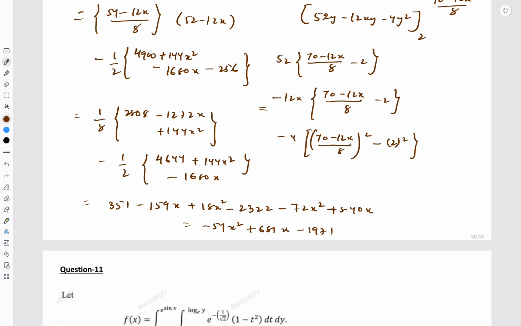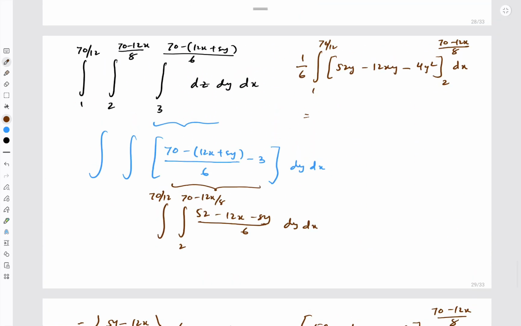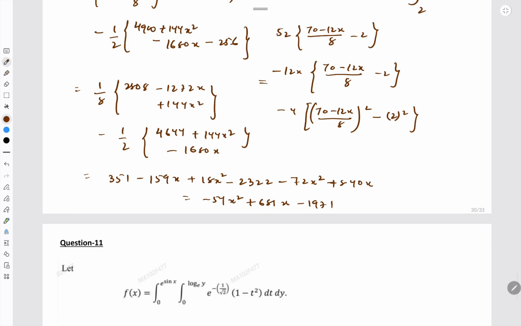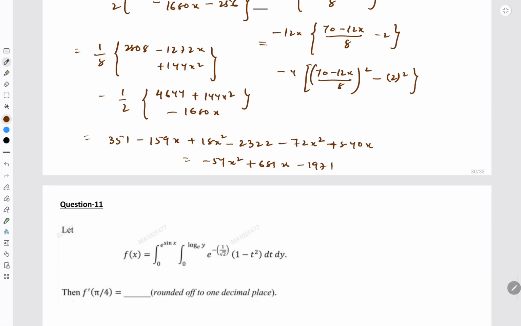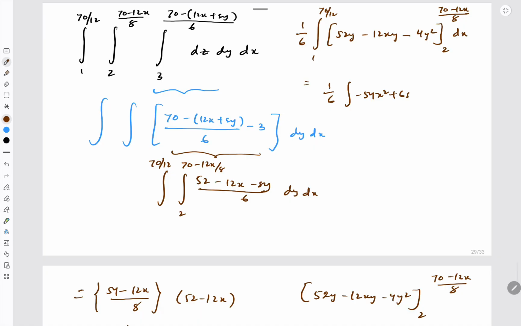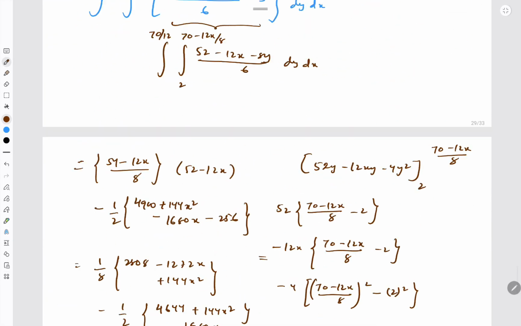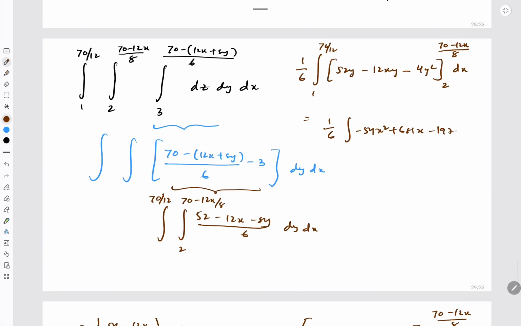So this is my final expression. If I put it in the answer, that is minus 54x square plus 681x minus 1971. I can solve it, right?